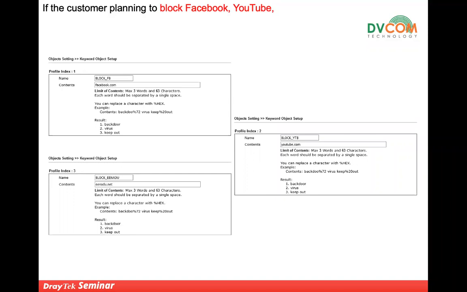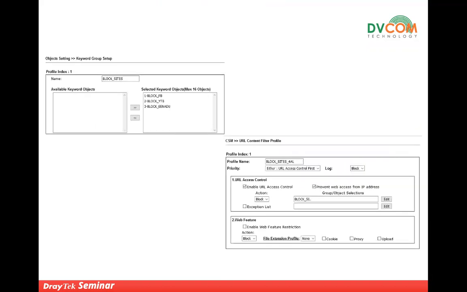So simply what you can do, first you create the address object for each and every website. Then after that, you can create a group. After creating the group, you just go to the URL filter. In the URL filter, you can select the group and select the block. If you see here, there is a block. So I'm going to select this because I have given the group name as block sites. So I selected the group and I selected the action as block.